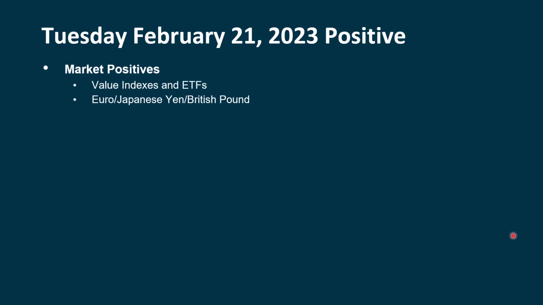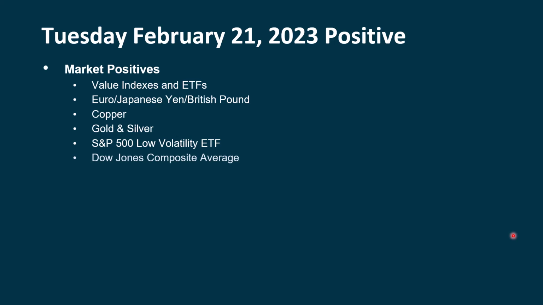All right, so what's positive then? The value indexes are still positive. The euro, the Japanese yen, and the British pound are still positive. Copper, gold, and silver. Low volatility stocks, the Dow Jones Composite Average, bonds, either the ETF, the high yield and investment grade bonds, world bonds, as well as corporate bonds. Even though they've seen some recent weakness, they're still in overall uptrends.